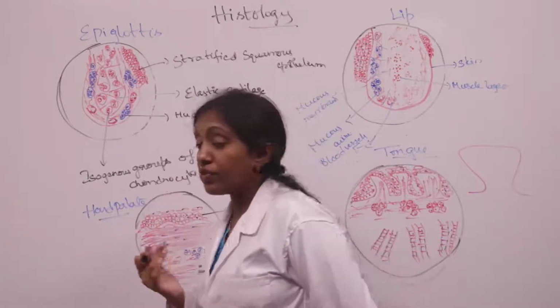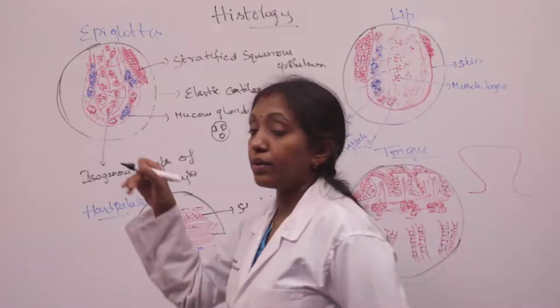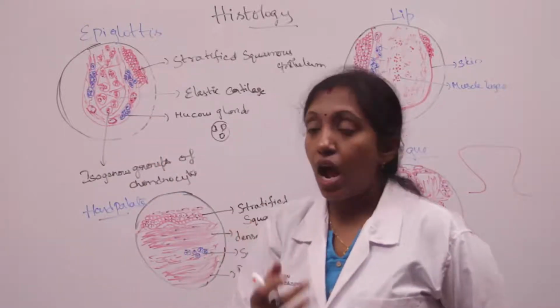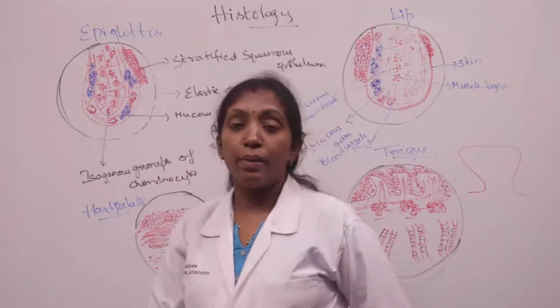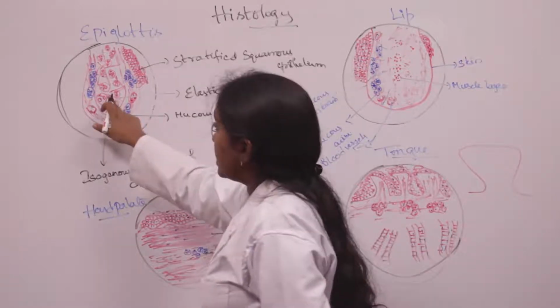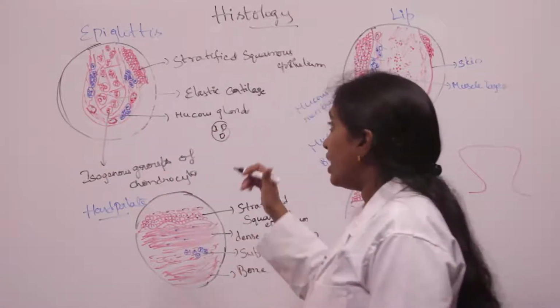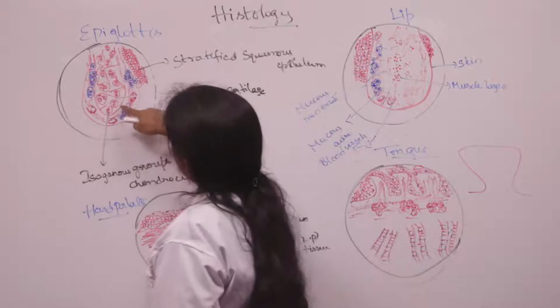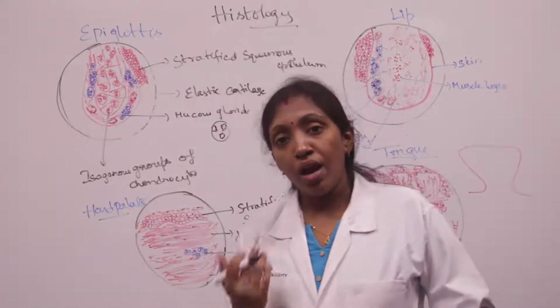In the matrix we are able to see elastic fibers clearly. Elastic cartilage appears pink in color. So we can see isogenous groups of chondrocytes in the matrix, as well as elastic fibers scattered among the matrix, and it is the elastic cartilage. It is covered by a fibrous membrane called perichondrium.